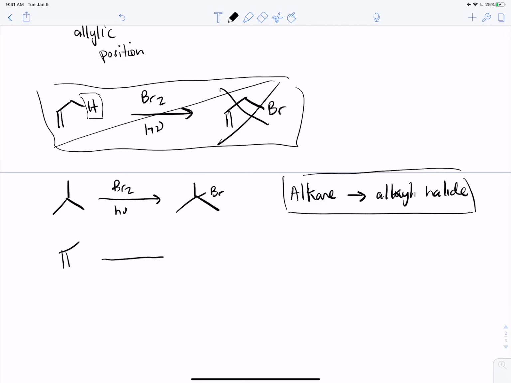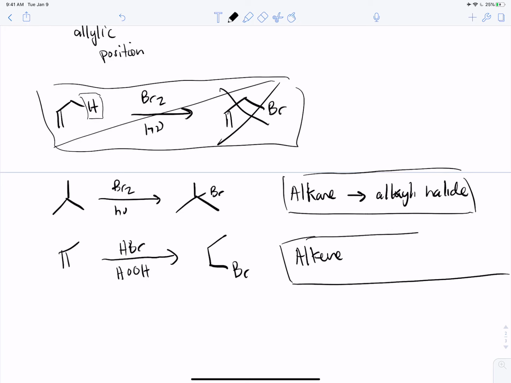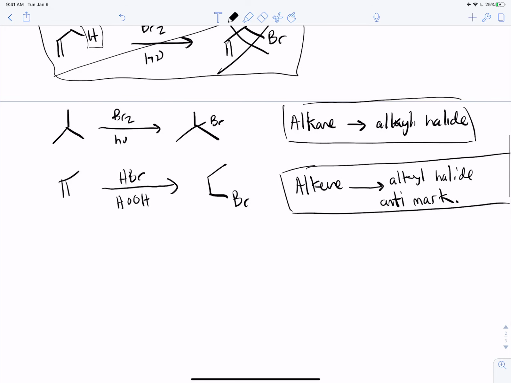This, if we take HBr and we take peroxides, we can get an alkyl halide at the less substituted position. So we can take an alkene, and we have even more control over what the alkene chemistry is. We can take an alkene and go to an alkyl halide, but we can do that anti-Markovnikov. I'm just going to substitute that guy's name. We're going to call him Mark.